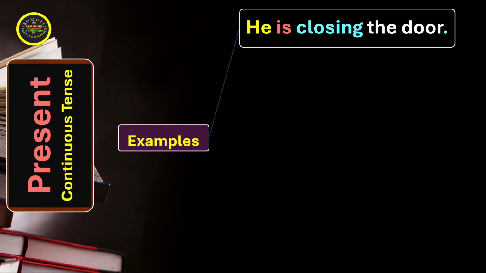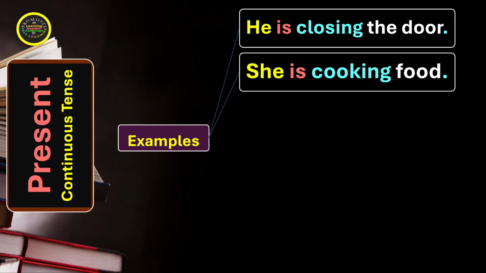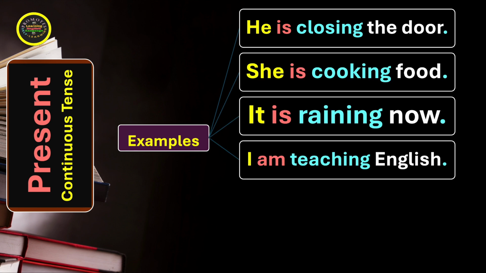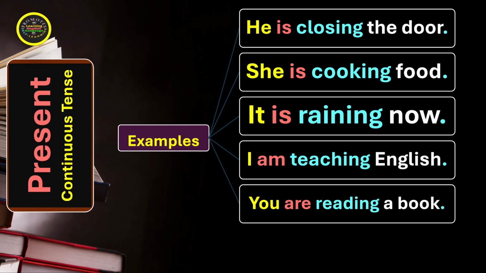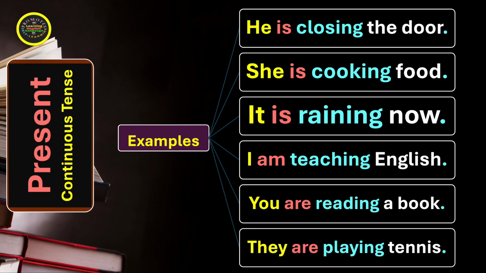Now let's talk about examples. He is closing the door. She is cooking food. It is raining now. I'm teaching English. You are reading a book. They are playing tennis.